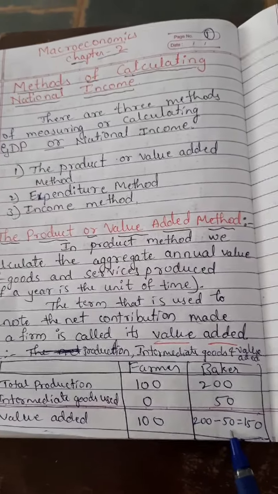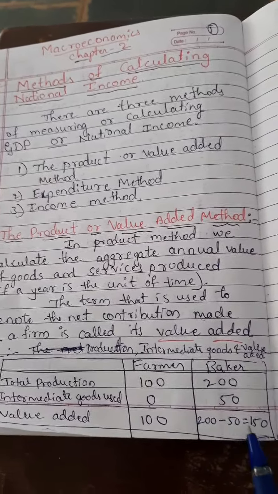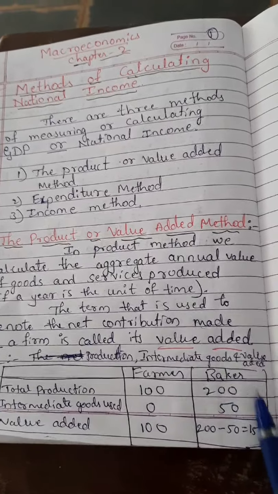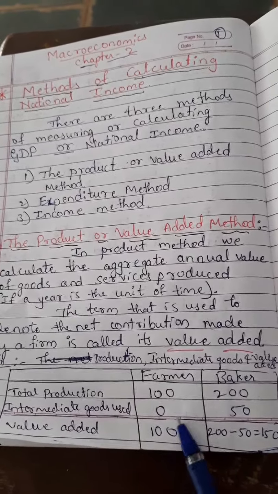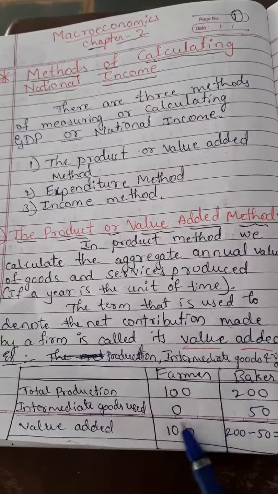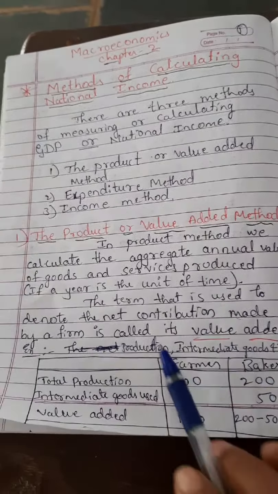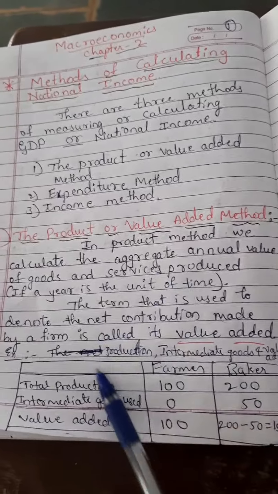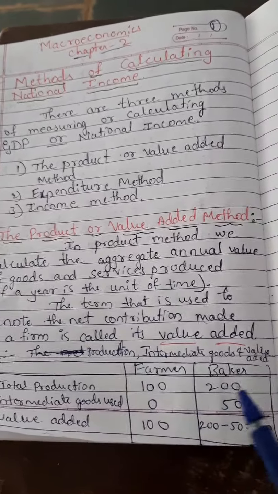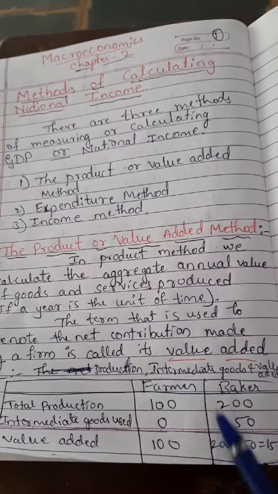That's the reason 200 minus 50 is equal to 150. The total production of the baker's firm is 150, and the firms' production is 100 plus 150, which is 250. It is the production of two sectors, agriculture and industrial sector.